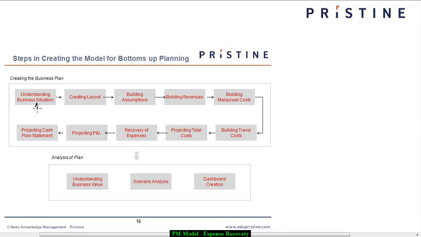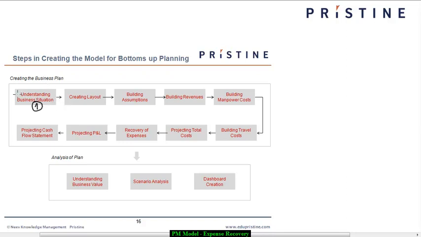We have started creating a model based on bottoms-up planning and estimation. We have already understood the broad steps that are required in creating the model. So the first step in creating the model is to understand the business situation. When we started with our case study, we tried to understand the characteristics of the client, the project, the revenue drivers, the cost drivers, the cash conversion, and the risk associated with the project.